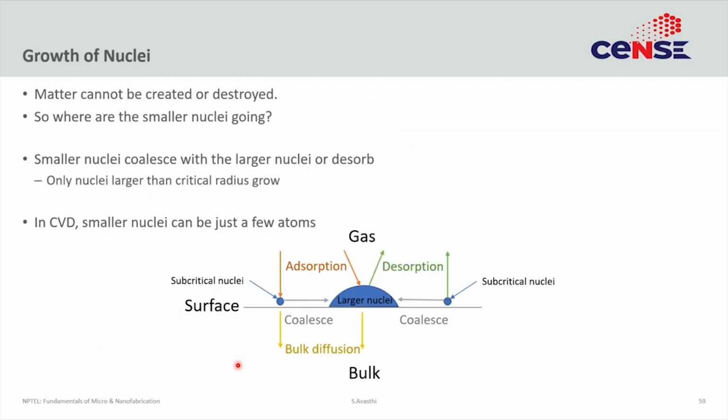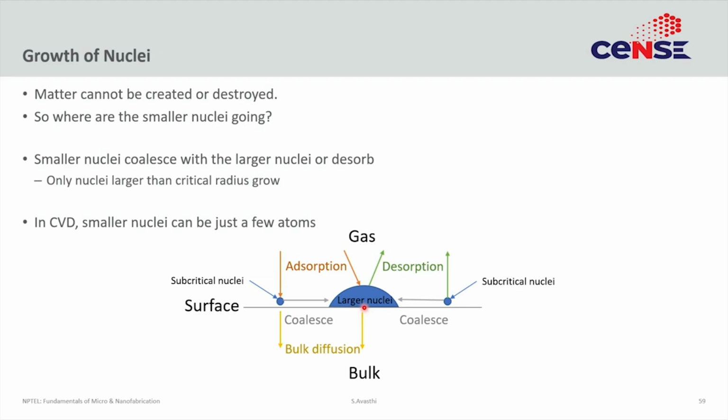Now, matter cannot be created or destroyed, right. So, where are the smaller nuclei actually going, like why are they shrinking? One thing we have already discussed, which is that the smaller nuclei might disappear by adsorption and desorption. The second thing that can happen to the smaller nuclei is they can coalesce into the larger nuclei. So, this is what I am trying to show here. Supposing you were to form a larger nuclei, then this larger nuclei, because it has larger radius, would continuously suck up more and more of the nuclei that are on the surface and keep becoming larger and larger.